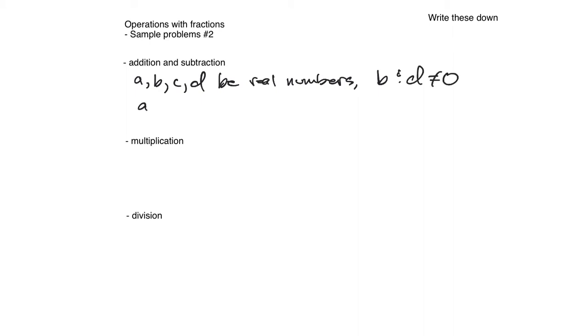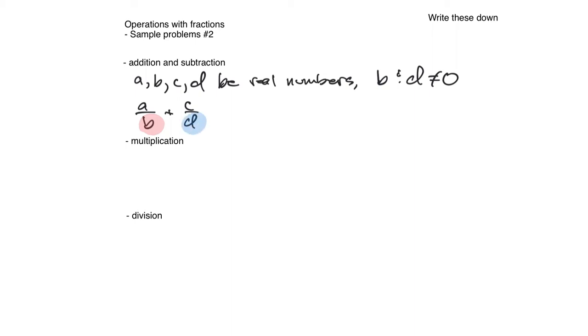Operations with fractions. Please write this down. Will we add or subtract fractions? I'm going to have a, b, c, and d be real numbers, and b and d do not equal 0. Okay? So I'm going to use them to make fractions. A over b plus c over d. How do we add them together? Well, the denominators have to be the same. Right now I have b and I have d, so they don't have anything in common.